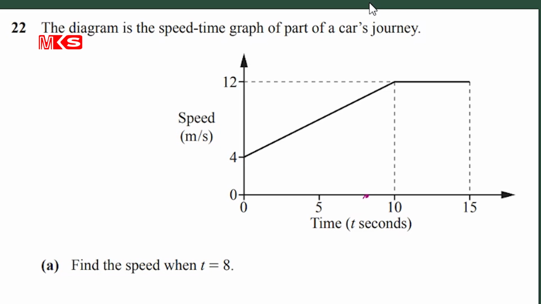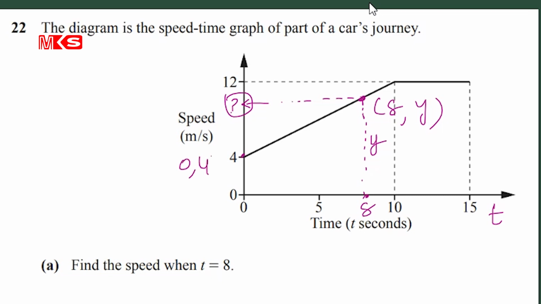So for example, if this is 8, actually we need to find the corresponding value of this 8 on the x-axis, correctly the t axis, to the speed axis. So we have to find the corresponding value here. What is the value here? Say if I assume this y, so this point will become (8, y), whereas the starting point of this line is (0, 4), and the ending point is (10, 12).